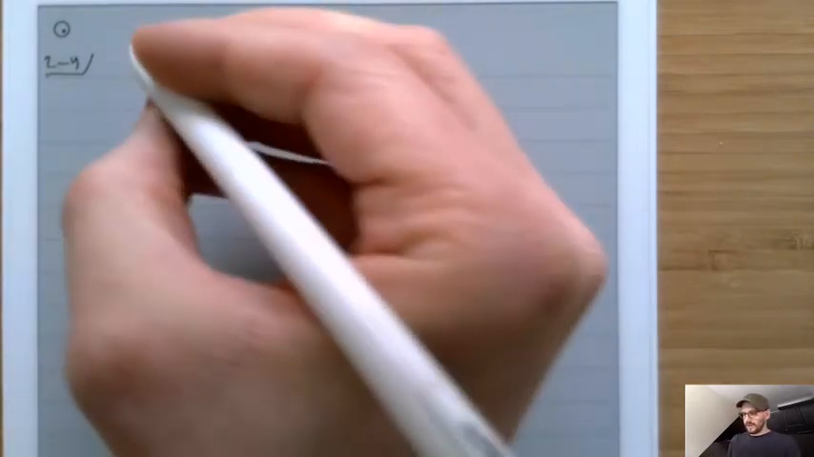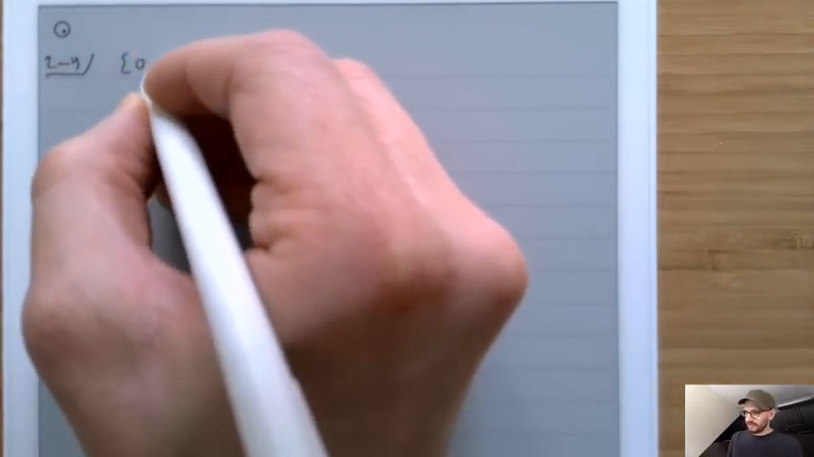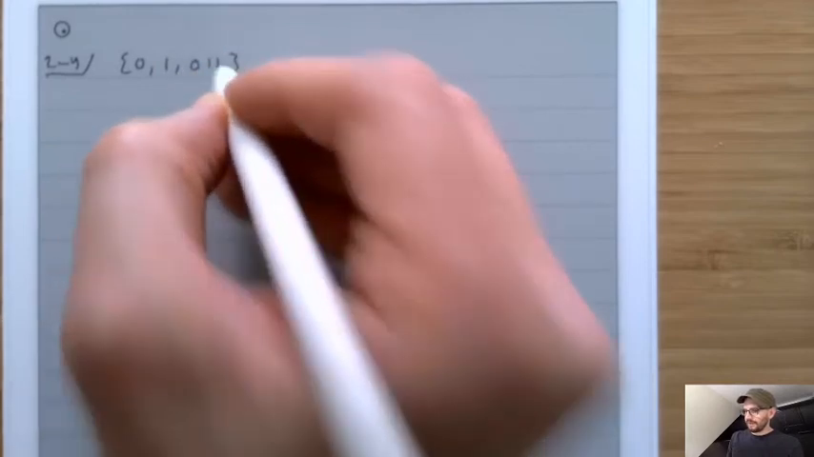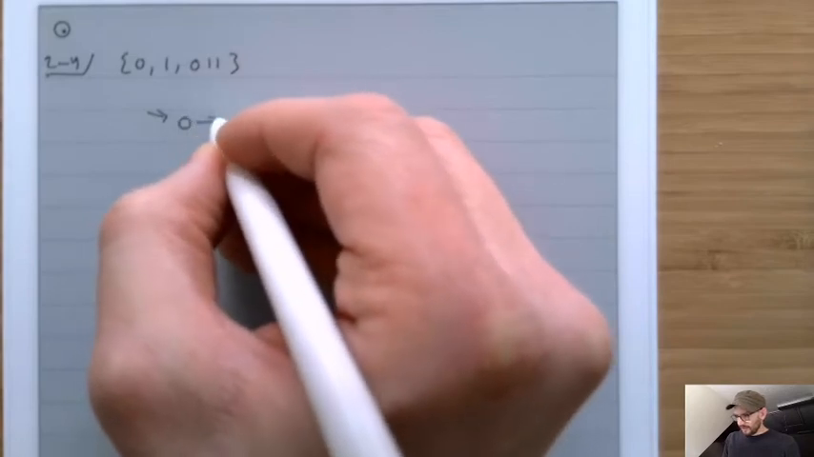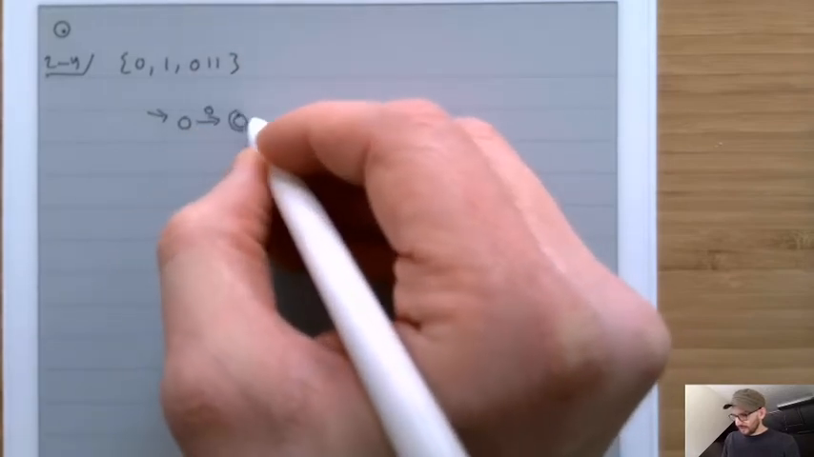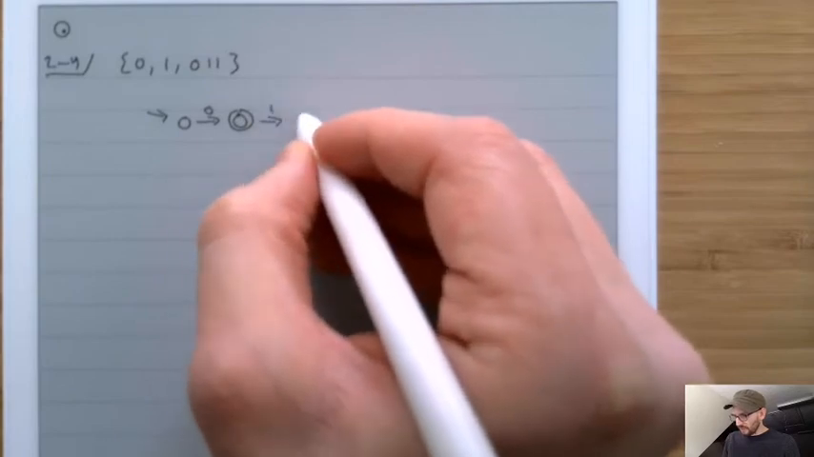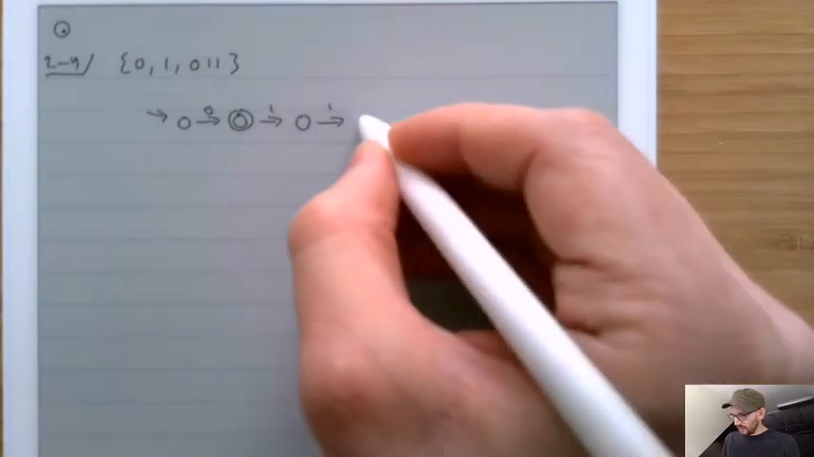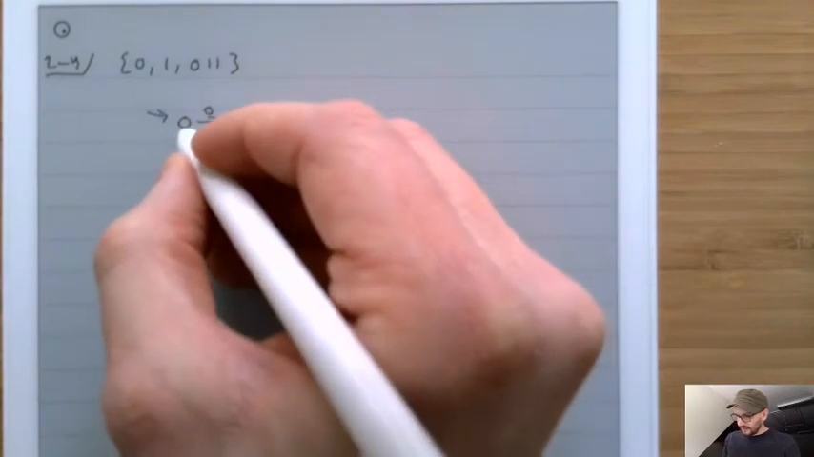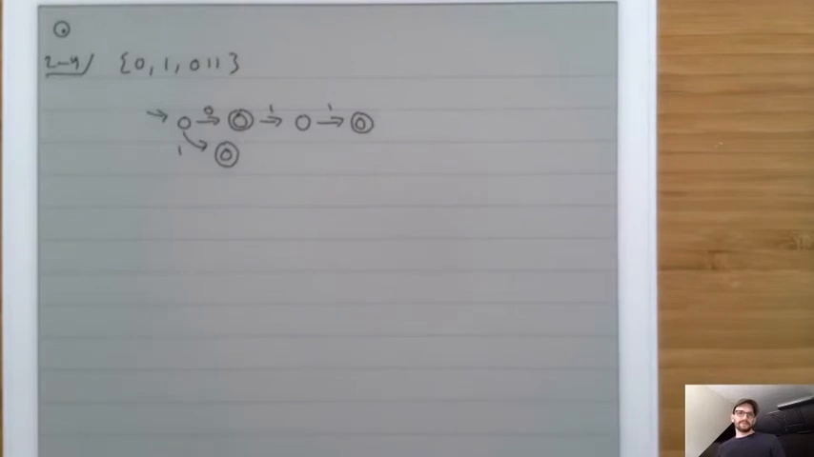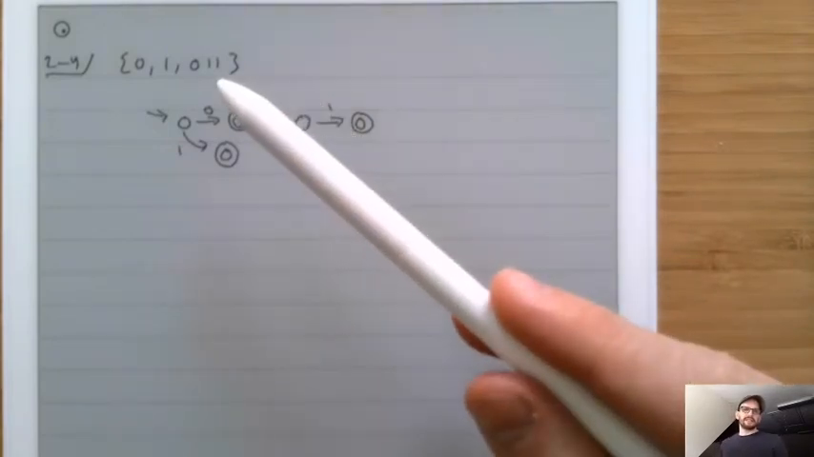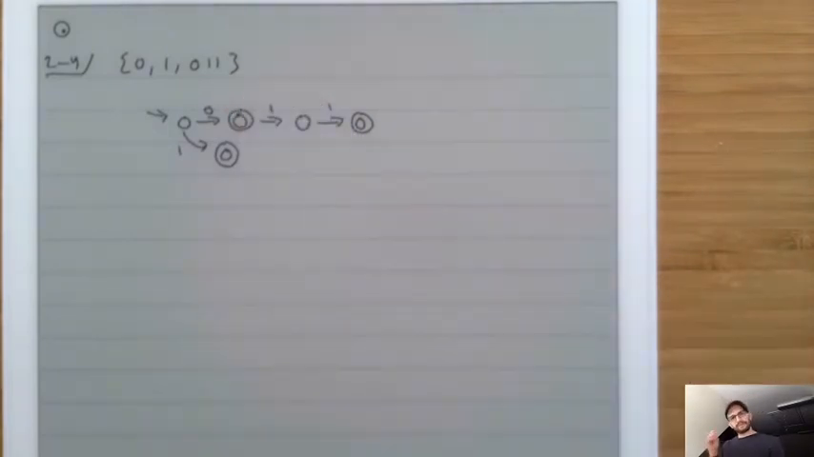So for instance, what if we wanted to write down one for just 0, 1, and 0, 1, 1? How could we write down that? Well, we would come in. If we saw a 0, we would go to an accepting state. If we saw a 1, we would go here. If we saw a 1, we would go to an accepting state. And if we saw a 1, we would go to an accepting state. So this right here is a machine that recognizes 0, 1, and 0, 1, 1. All right.